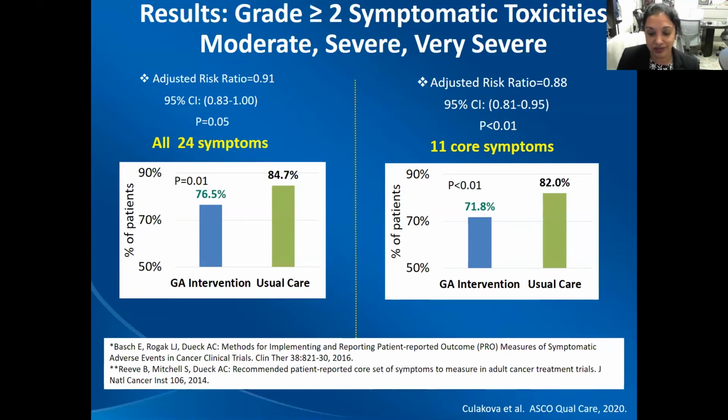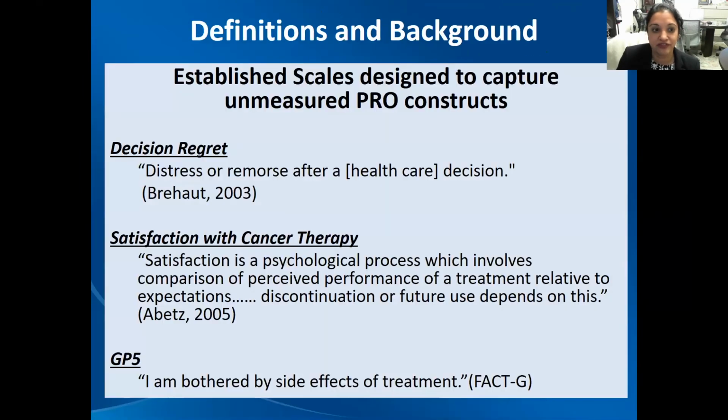So we've tried to learn from the other groups with our methods, and Dr. Chilikova presented this at ASCO Quality Care last year, which showed that the geriatric assessment not only improved clinician-rated CTCAE, but also lowered patient-reported symptomatic burden. We analyzed the results using the methods from Bash, Rogak, and Dueck, and the citations are here at the bottom. We also looked at the core symptoms recommended by Reeve, Mitchell, and Dueck. There's a high prevalence of patient-reported symptomatic burden, as I said, but we can reduce that with geriatric assessment, likely through improved decision-making for treatment.